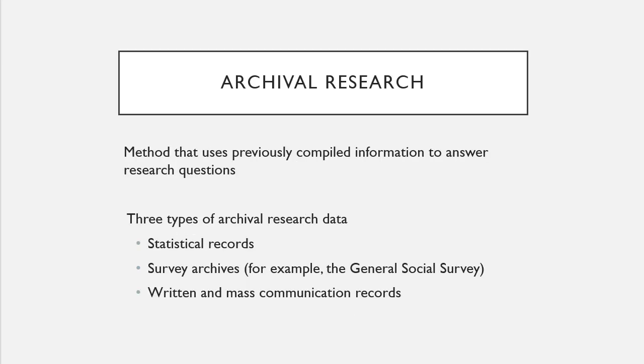Now, the last idea I want to talk about is archival research. In archival research, we're going back in time as a way to look at something that's already happened, so data that's already been collected, but maybe to analyze it in a different way. With archival research, we can use statistical records, survey archives like the General Social Survey, and written and mass communication records. So we could look back at maybe some kind of official government documents that have been changed over time to see what kind of things were going on in the world at the time of the change.